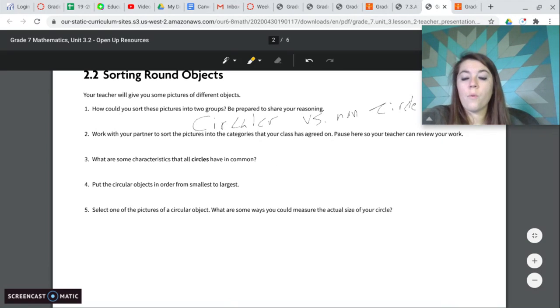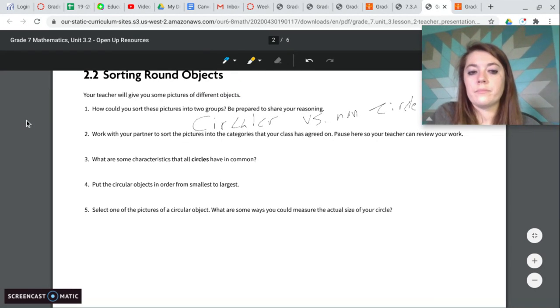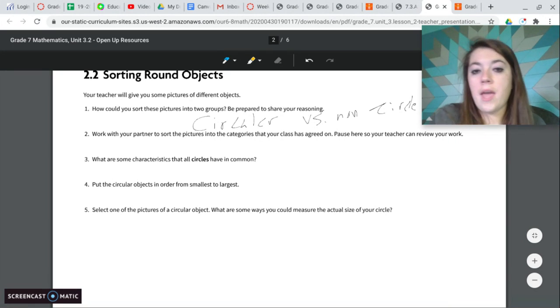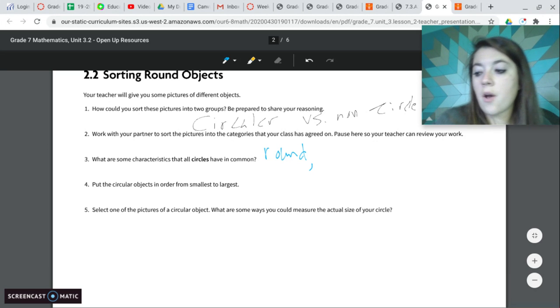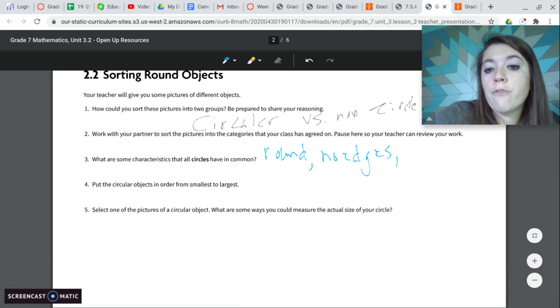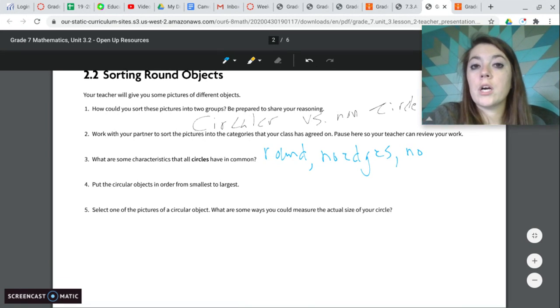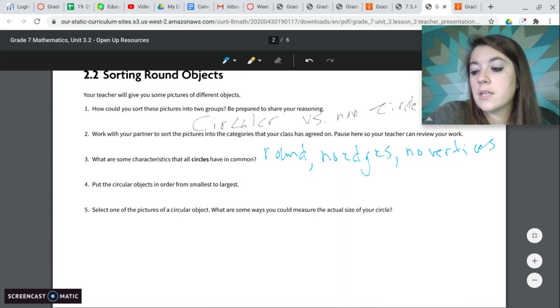Okay. So based on all of that, what are some of the characteristics that all of the circles had in common? So what did we notice about all of the ones that were circles? So they were all round. Did they have any flat surfaces? No, so no edges. No vertices, because none of the ones that were round or circles had any points. And vertices are where two sides meet, so no vertices.